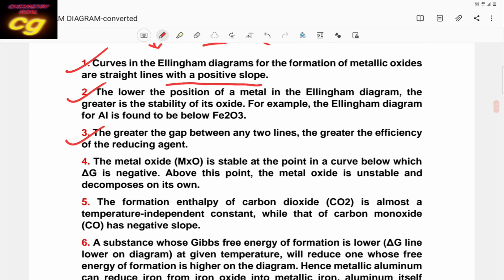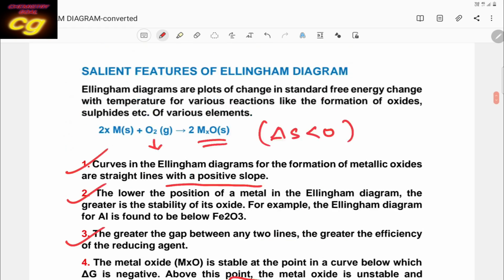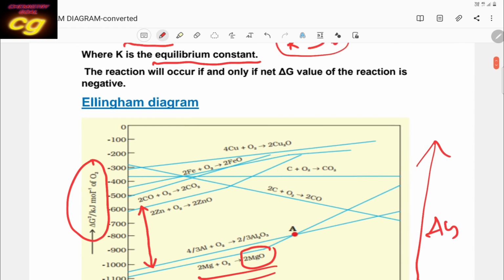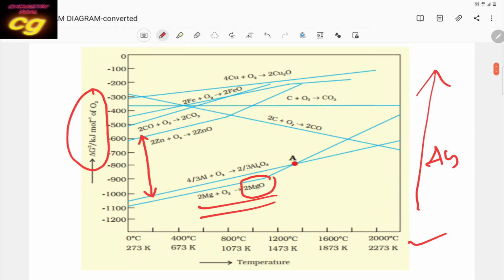Then the fourth point: a metal oxide is stable at the point in the curve below which del G is negative. Above this point, the metal oxide is unstable. That means if you see the graph, these are stable, below the graph, those which are coming below. This is the 0, del G 0. Under this value, all the oxides are stable.